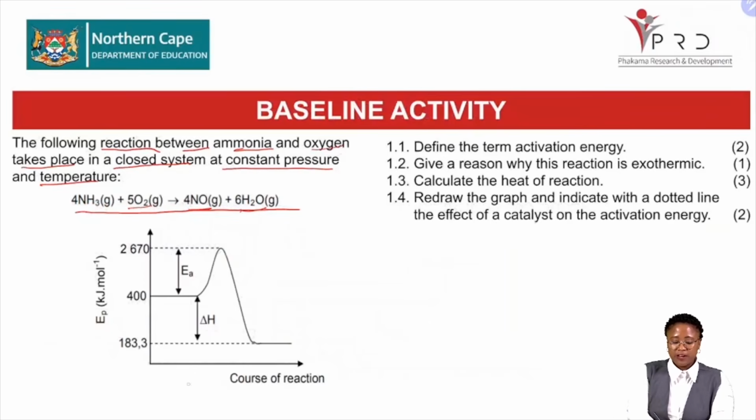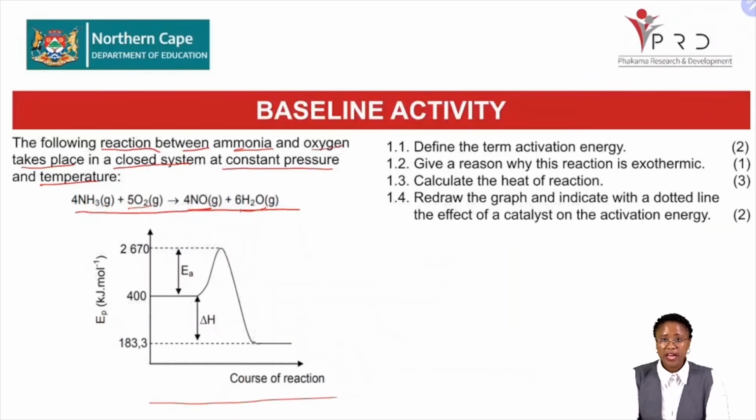Then we are given a reaction graph over there. We are given the course of reaction as our x-axis, and we are given the potential energy as our y-axis. And you should know by now, by just looking at the shape of the graph, if you are dealing with an exothermic reaction or an endothermic reaction. But let us quickly go to our baseline activities so that we can see if we still remember some of the work.